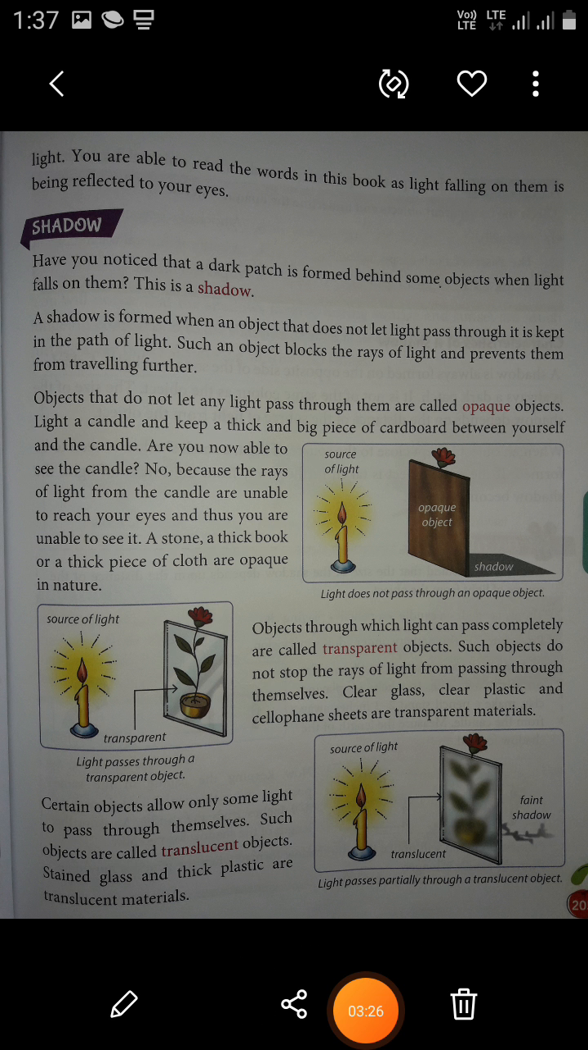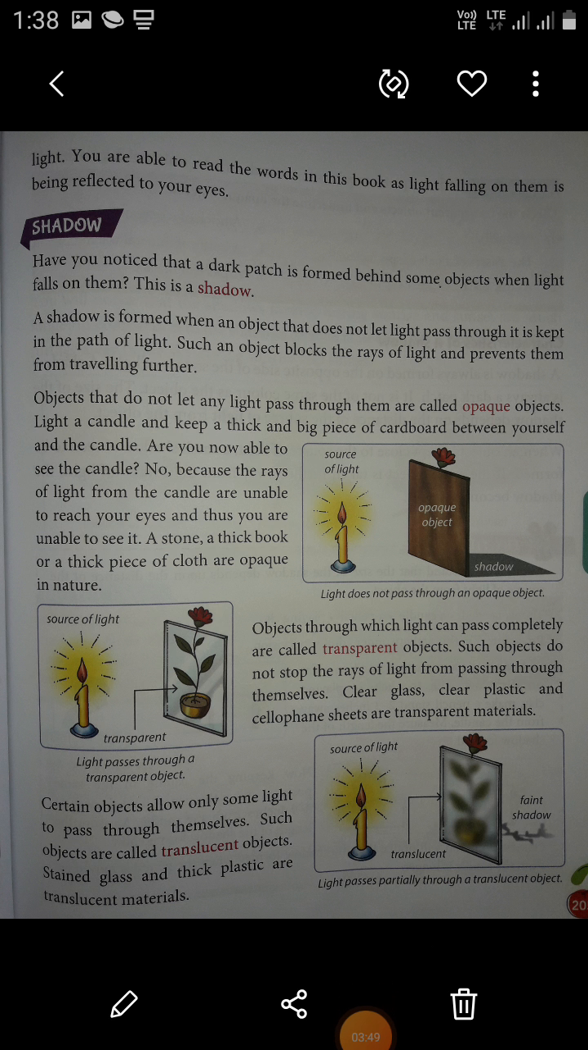So, when an object that does not let light pass through it is kept in the path of light, a shadow is formed. Such an object blocks rays of light and prevents them from traveling further.